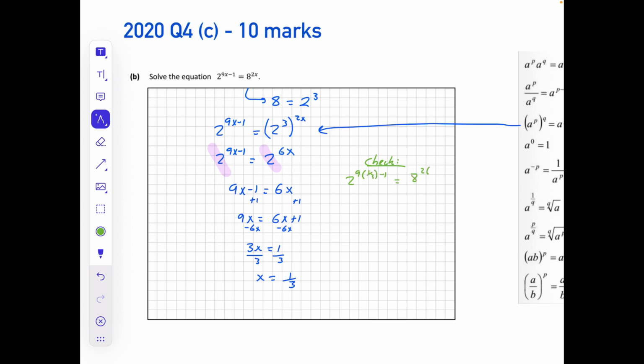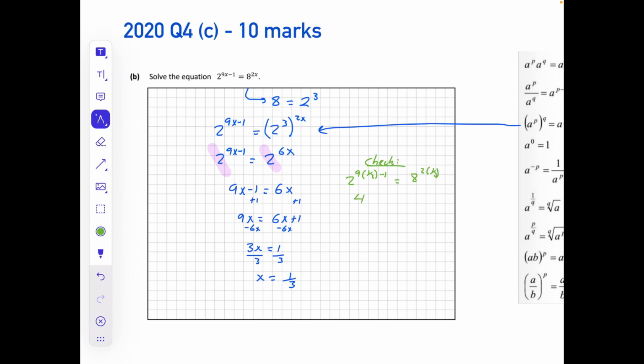Minus 1 is equal to 8 to the power of 2 by 1/3. Okay, now for here, there's a few different ways you could do it. I'm actually going to use my calculator. So into your calculator, make sure you can do this because it does take a little bit of practice. 2 to the power of 9, bracket 1/3, bracket minus 1.